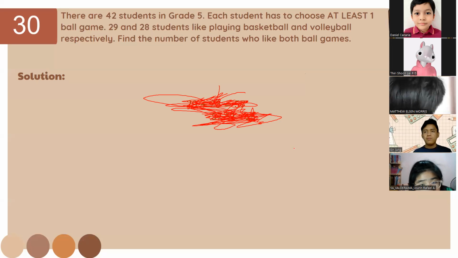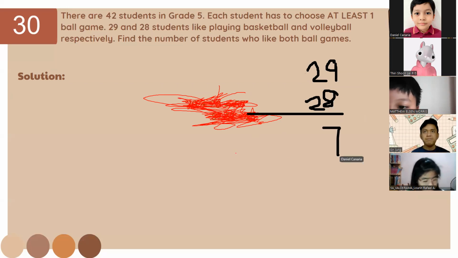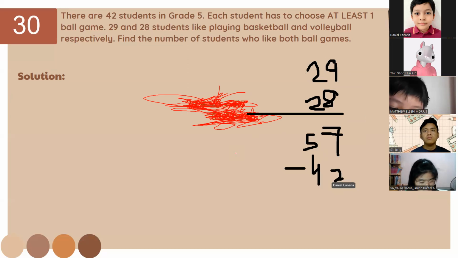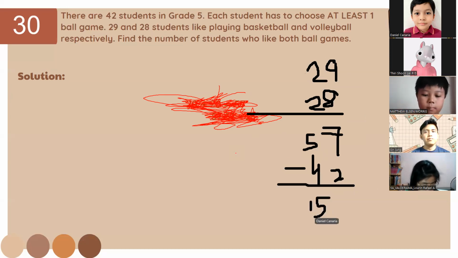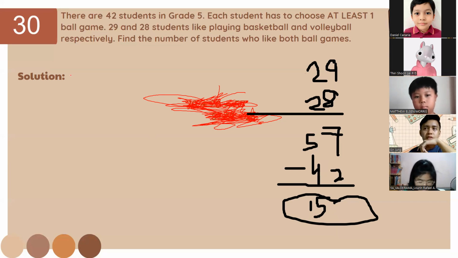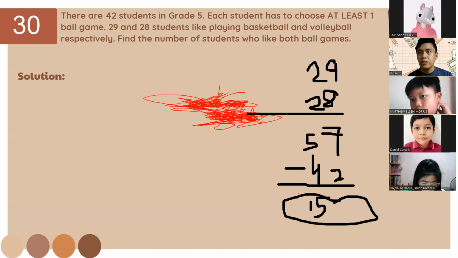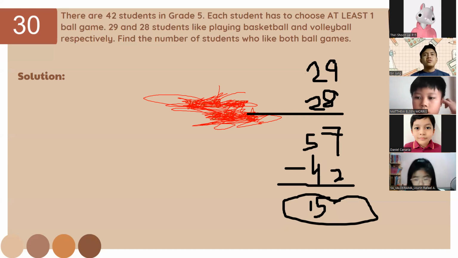Okay, what I think should be done is that we add 29 and 28 and then subtract 42. 9 plus 8 is 17, add 1, 57 minus 42 equals 15. Which I think is the answer, since there is extra. Oh, okay, nice. So yes, that's correct. Do you have the same answer? I have the same answer. Do you have the same solution also? Yeah. Okay. Thank you for sharing your solution.